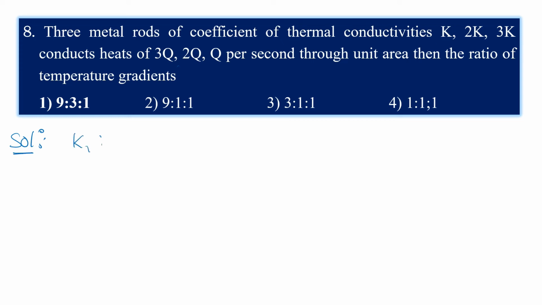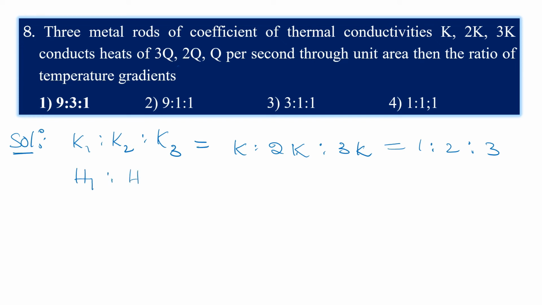K1 is to K2 is to K3 is given as K, 2K and 3K. So that is equal to 1 is to 2 is to 3. And similarly H1 is to H2 is to H3 is equal to 3Q, 2Q and Q, that is 3 is to 2 is to 1.